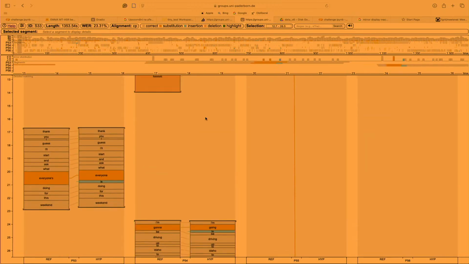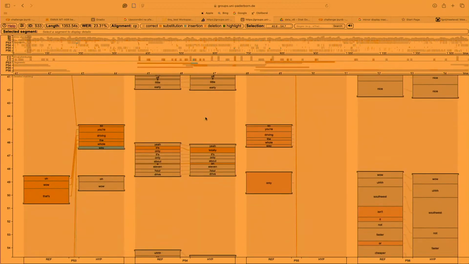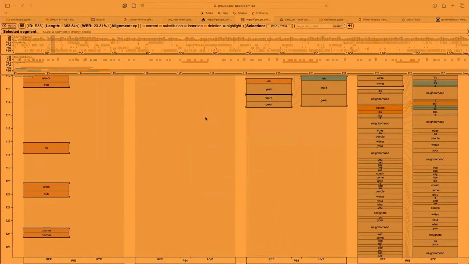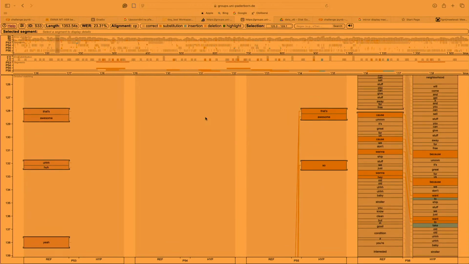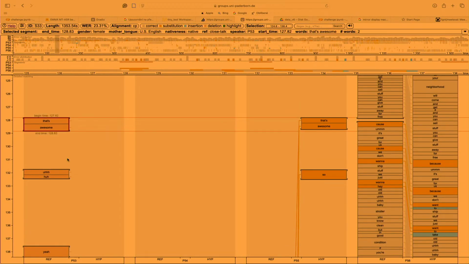And let me find out. This should be red, and that's deletion. So you can see there is something here, and there is nothing in the hypothesis. So this means there is a deletion. So you are penalized for not providing any output, even though in the reference there is.